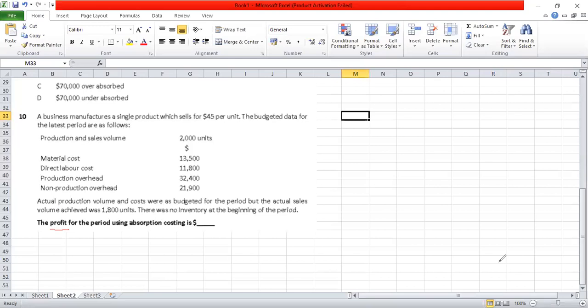But the point is there was no beginning inventory. So there was no inventory at the beginning, indicating that there is an ending inventory. How do we understand that? They produced 2000, but the actual sales volume achieved was only 1800. So the sale took place only at 1800 units. So sales value has to be recorded, which will be 1800 into 45 minus all the other costs also. So let's start with that.